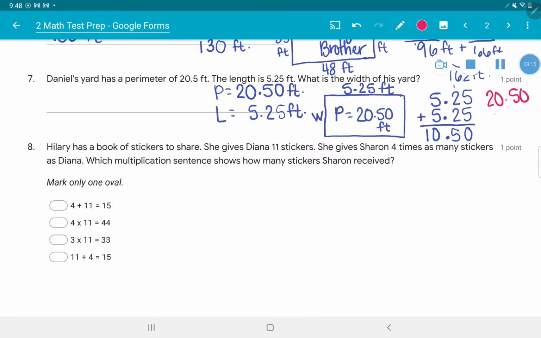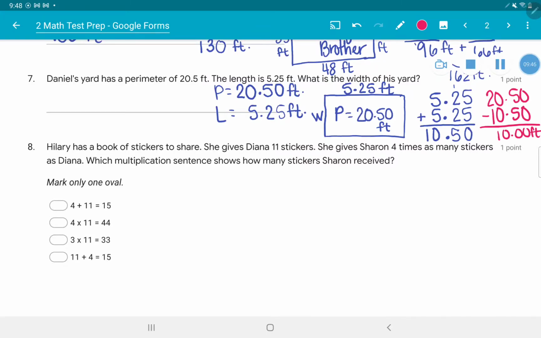Yeah, so if I take the 20.5, not really, 0.5 is really half. So that's 20 and a half. Alright, so if I take that 20 and a half, and I take away the 10 and a half that we've used for the length, that leaves us with how much, Christopher? 10.0. 10.0, or just 10 feet.